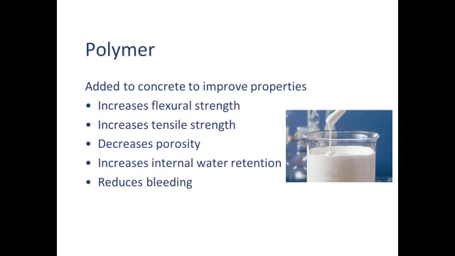Another admixture that's used, certainly a critical, important ingredient in GFRC, but used a lot in all forms of concrete, is polymer. And polymer is added to your concrete for a variety of different reasons. When it's added to the concrete as an admixture, it's used to increase your flexural or bending strength. It can have some effect on tensile strength, but not a lot. It's mainly used to decrease porosity, to help hold in internal water so the concrete cures more evenly.